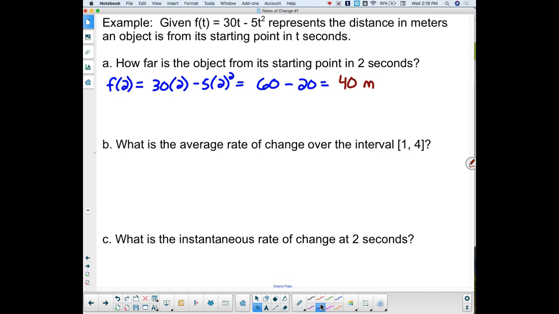So I get 2 seconds after we release it that object is 40 meters away. Agree? What I want you to do now is find the average rate of change, the AROC, if you will. Find me the AROC over the interval of 1 second to 4 seconds.